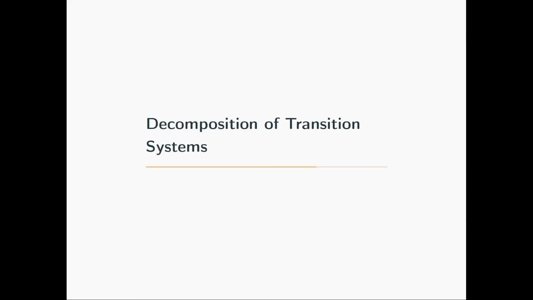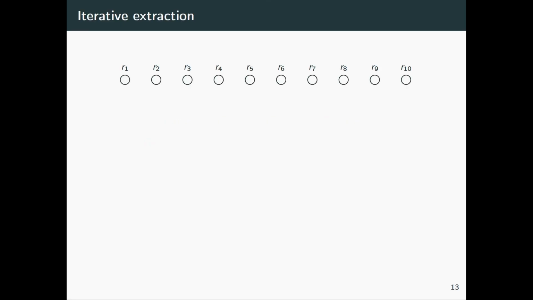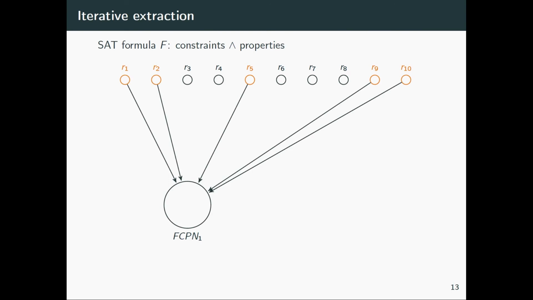Let's see how the decomposition works. Given a set of regions extracted from a transition system, we encode these as Boolean variables, and thanks to a SAT solver, we perform extraction of new free-choice Petri nets with the F formula, which consists in the satisfiability of previously mentioned properties, which are place connectedness and free-choiceness, and at the same time maximizing the usage of new regions. In this way, a pseudo-Boolean optimization problem is solved.